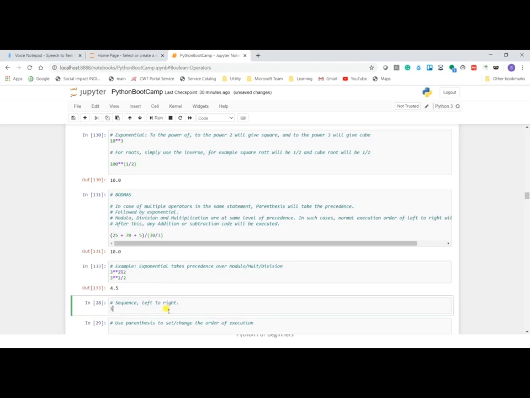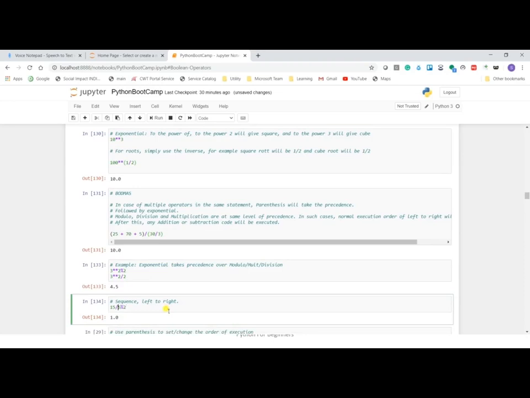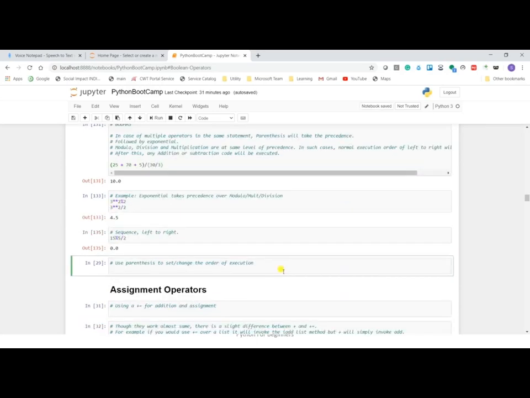So, for example, if you write 15 divided by 5, and then say mod 2. Now, in this case, the sequence will start from the left, which is 15 divided by 5, 3, and then 3 mod 2 would be 1. But suppose rather than this, first you would have given mod and then the division, then the sequence will simply start with the left again, and 15 mod 5 would be 0, 0 divided by 2 would be 0, right?